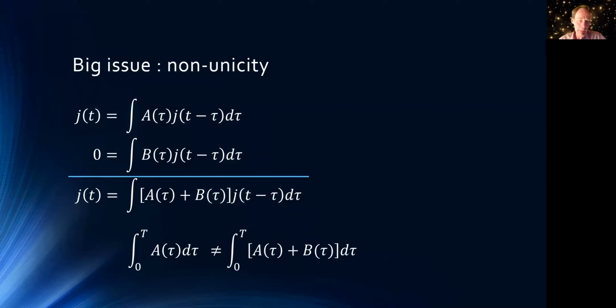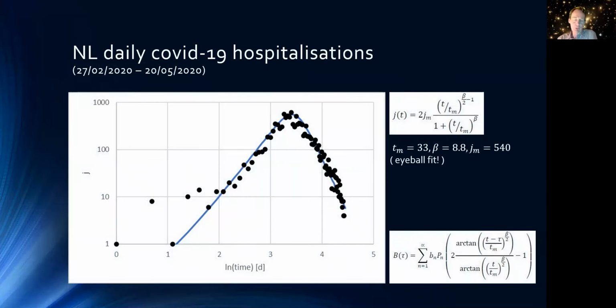To illustrate this a bit more, let's suppose I make a fit to these hospitalizations, which is the blue line. This is an eyeball fit. It's not a formal fit in any way. I just want to have something that sort of looks similar to demonstrate the point that I want to make. And if you then go through the math, something that convolved with this blue function is 0. Does that exist? Well, yes, it does exist.